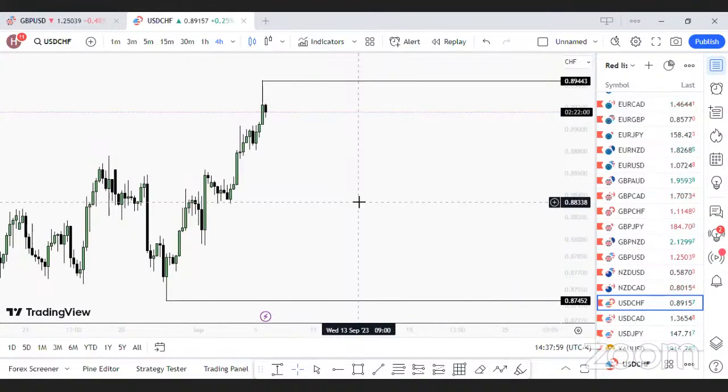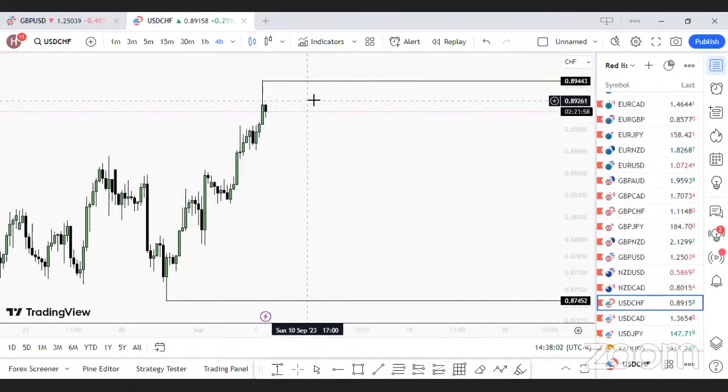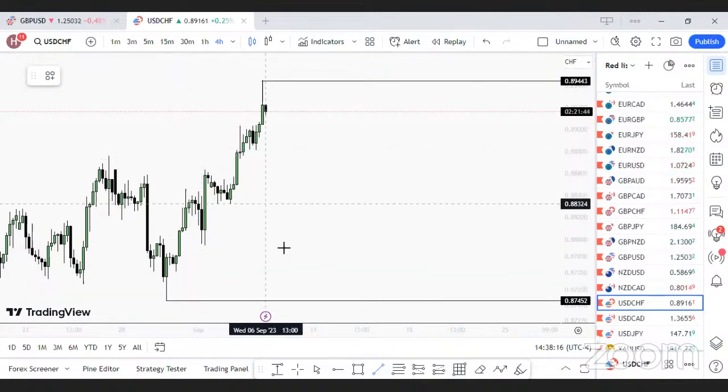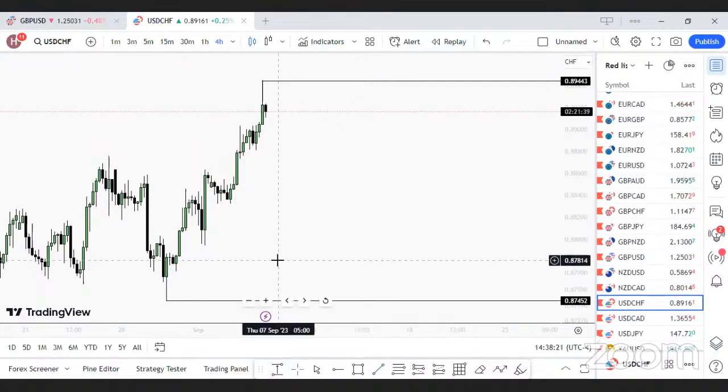So we have our high and then we have our low, right? So what you want to do right now is, this market is going up. It has been moving up right from this area. So now you want to mark out all of your other highs and breaks of structure.